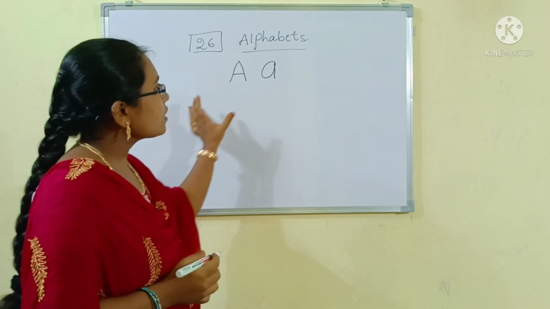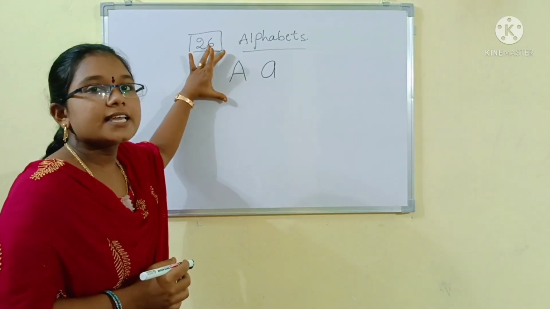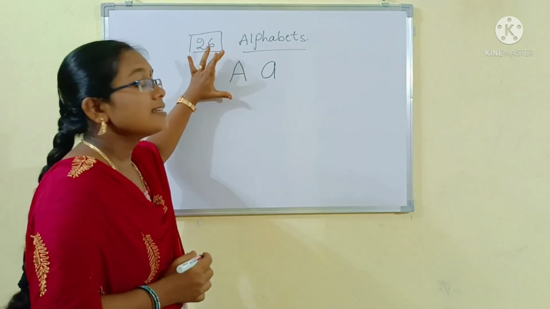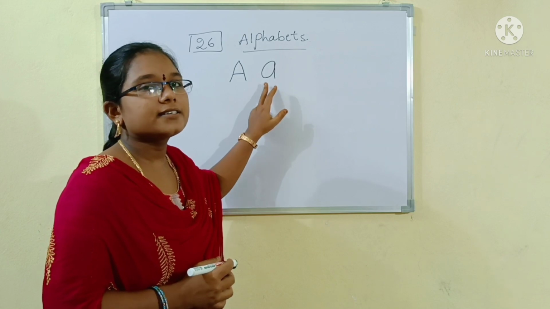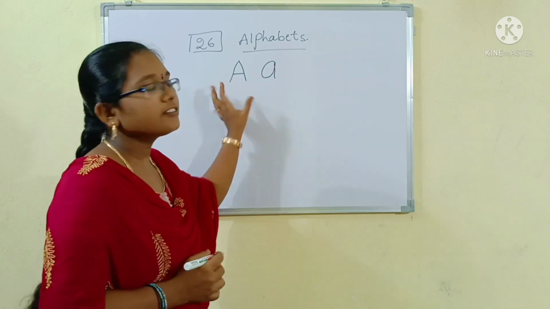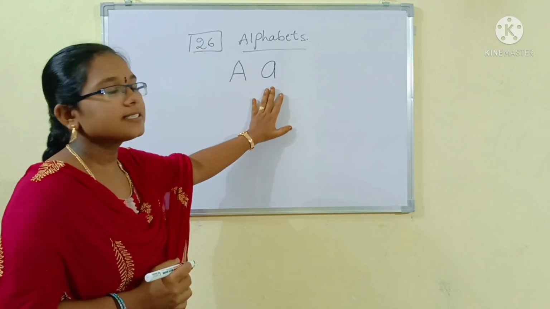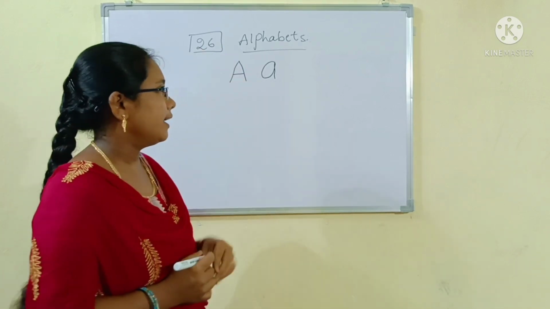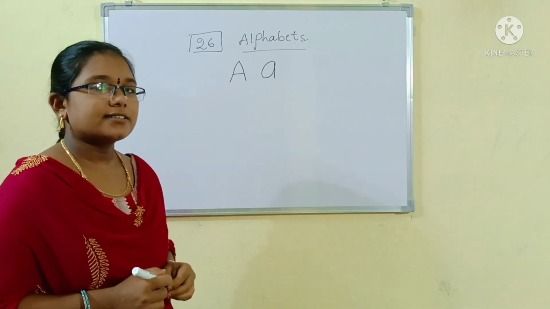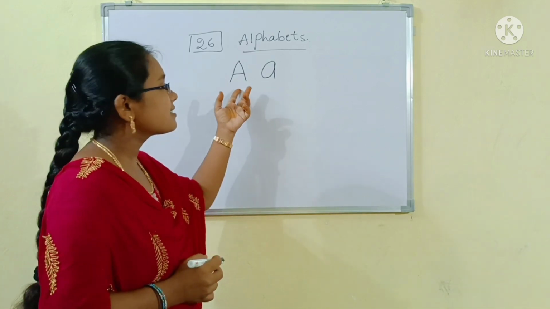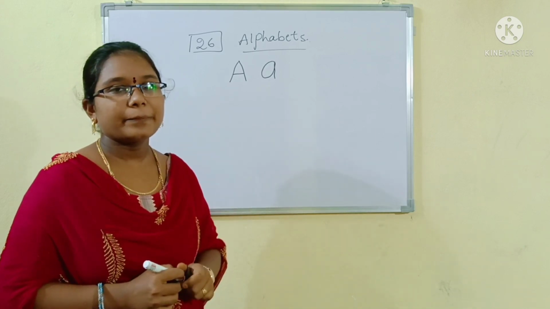Okay? How do we recognize this letter? This is capital letter A, and this is small letter A. This is the recognition of the letter. And then, how do we read the letter? How do we read this letter? A. We read the letter like this, A.